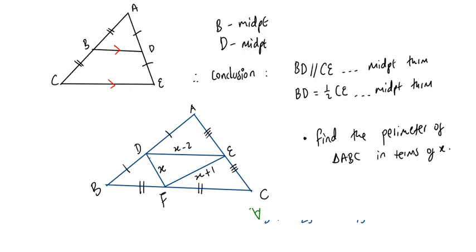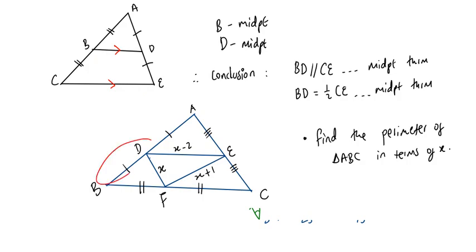Is there anyone who can guide us as to how they can do this? It looks scary, eh? It's not scary, guys. It's very, very easy. What you need to do: the midpoint theorem applies as long as you have two midpoints. The line joining the midpoints will be parallel to the third side, and it will be half of the third side.